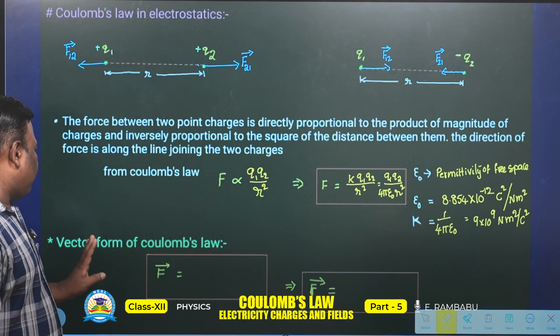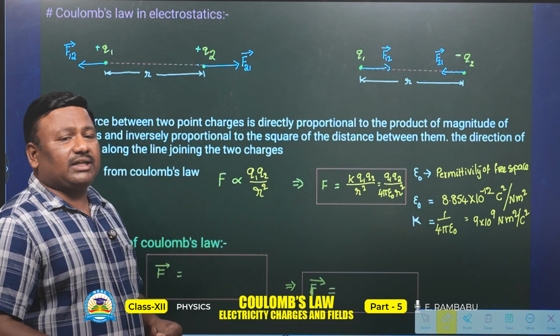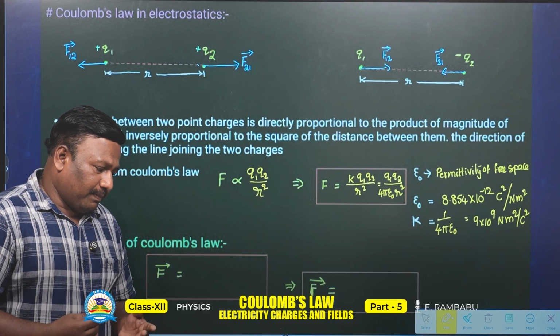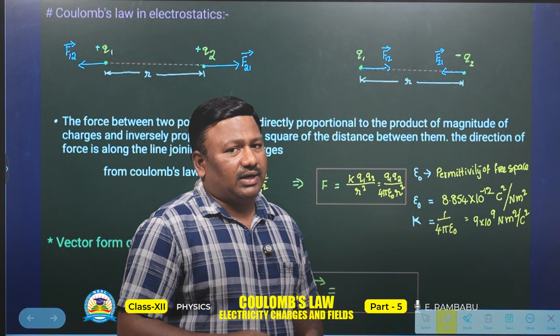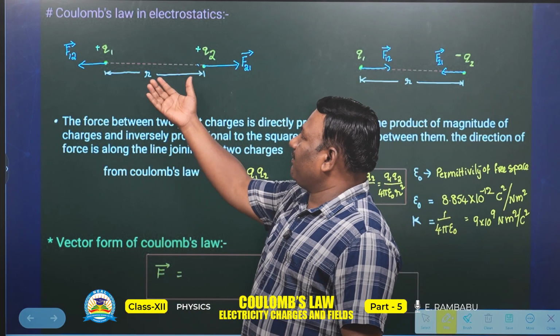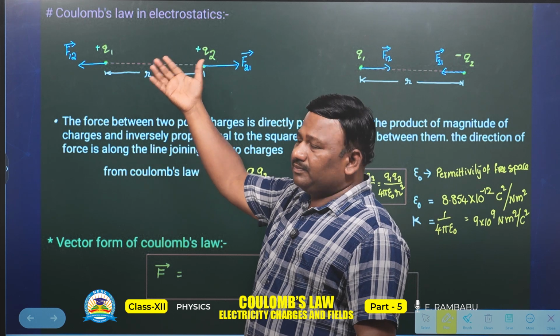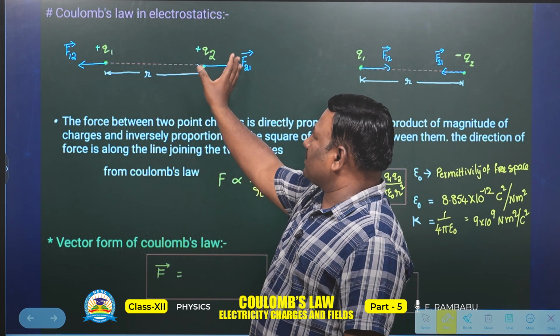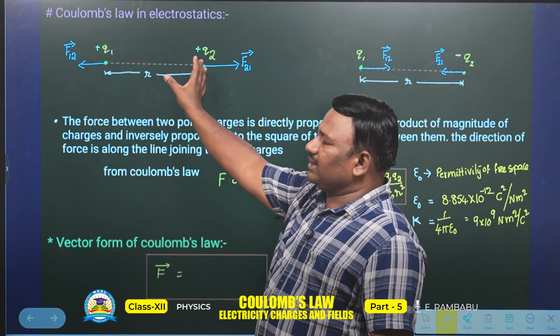Okay? And after that we are going to take the vector form of Coulomb's law, because force is a vector quantity. See here, when we take like charges, this repulsive force is in this direction.